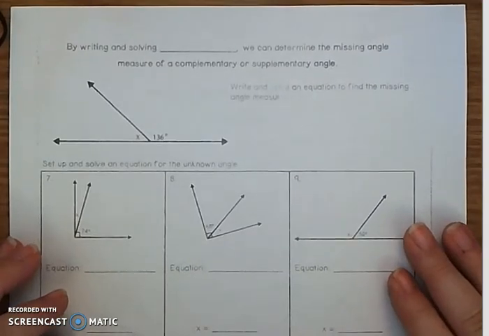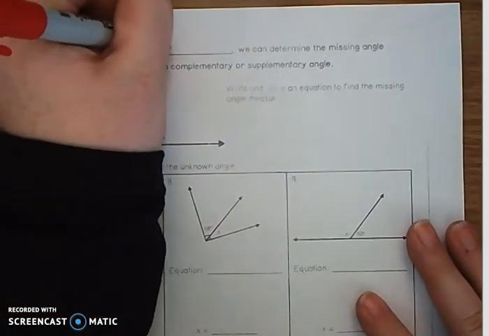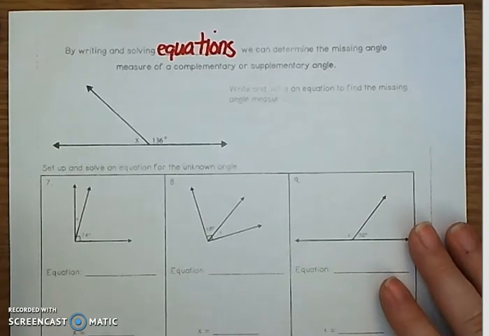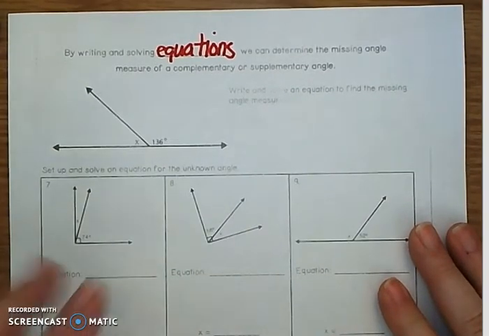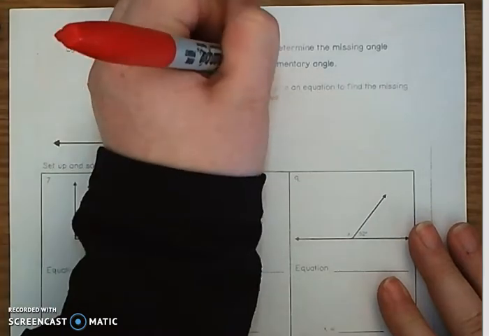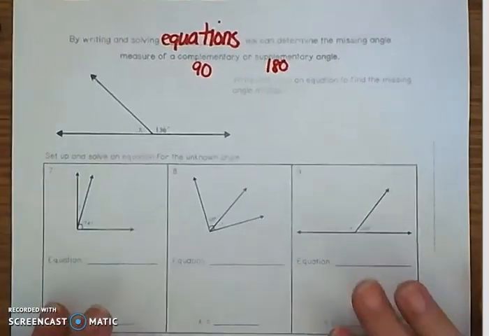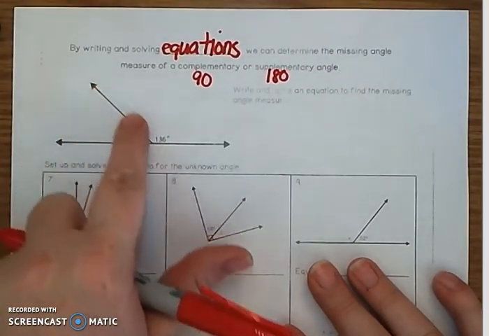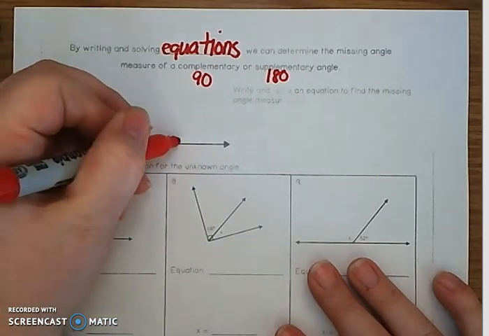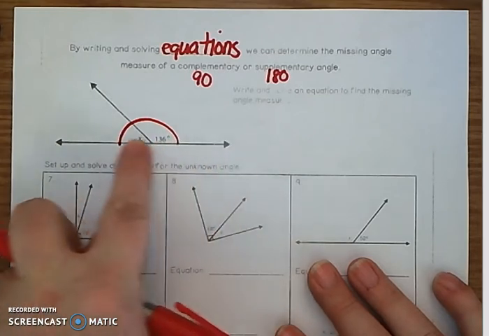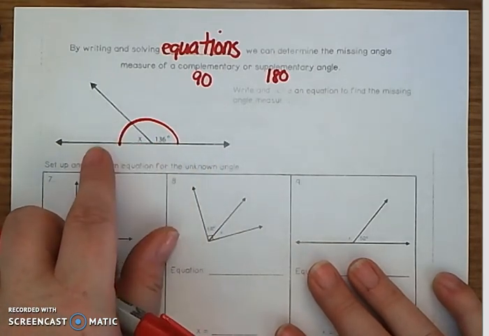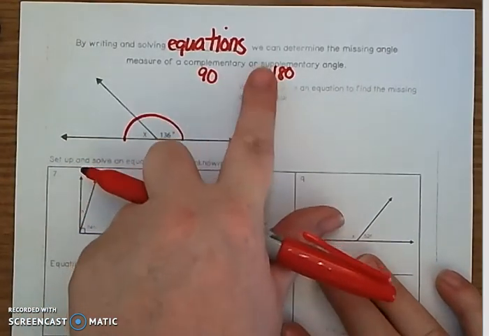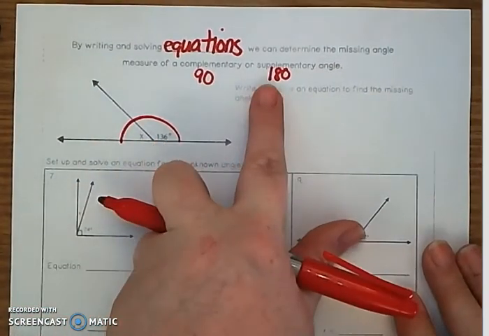Okay, so on the back of our notes, it says, by writing and solving equations, an equation is a number sentence with an equal sign, we can determine the missing angle measure of complementary or supplementary angles. So again, complementary are 90 degrees, supplementary is 180. Let's look at this example. We have two angles, this one right here and this one right here. Together, when you put them together, they make a straight line. So are these going to be complementary or supplementary? If you said supplementary, you're right, because a straight line, straight, sup, SS, supplementary. So if I add these two together, they should equal 180.